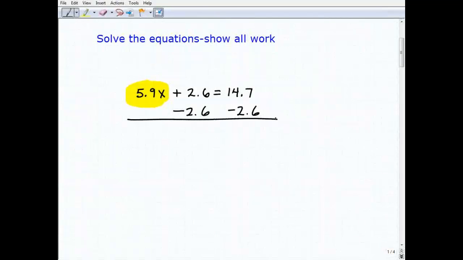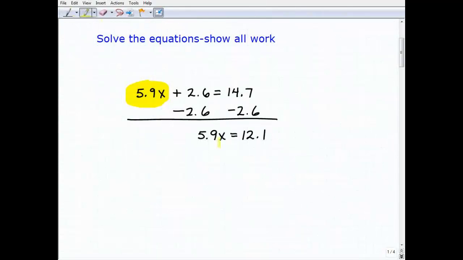Okay, so let's go ahead and have you work that out in your calculator, and I'll have mine also. So we'll have 5.9x. Okay, our 2.6's go away. And you're going to get 14.7 minus 2.6, and that's going to be 12.1. All right, so we have 5.9x equals 12.1.